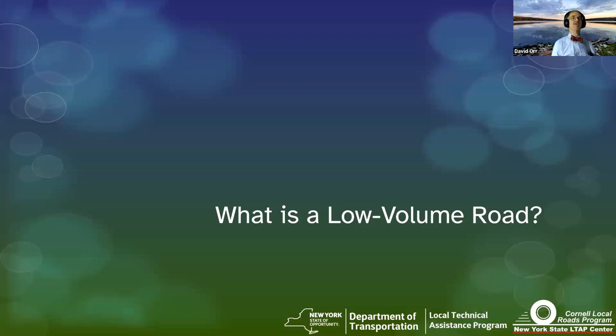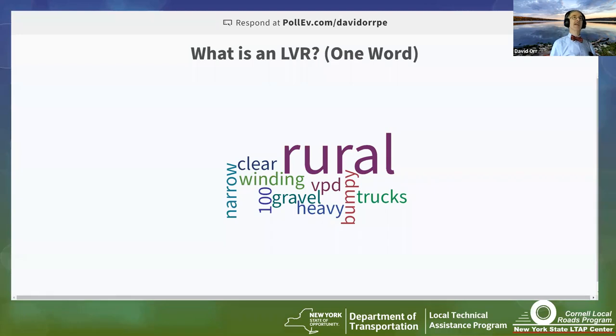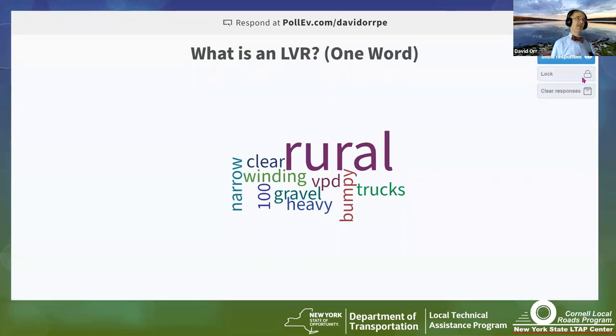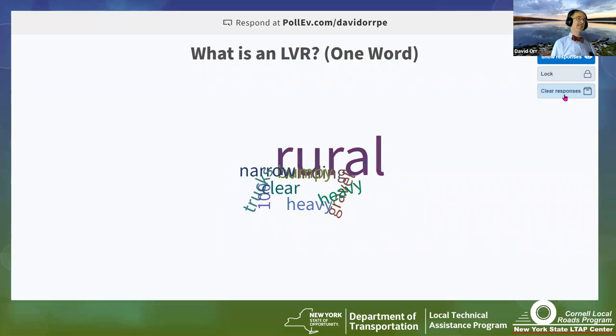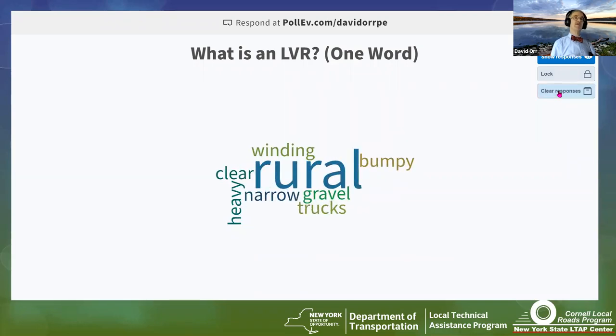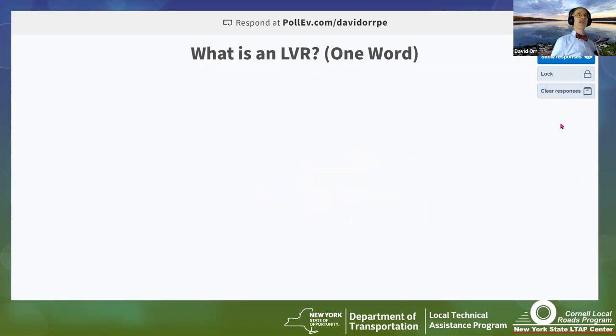So let's talk about that a little bit. Now, we talked about this last week, but again, I just want to see what your thoughts are. It'll help me. I've already got some thoughts about how we're going to do today anyway with the attendees we've got. But if I said, what is a low volume road after last week's session and your own thoughts, one word, this is what we had last week. Okay, so we had rural and all that stuff, but has it changed? What word would you use? I'm going to clear the responses and let you do this again. What one word did you think of when you thought of low volume road? So go ahead.